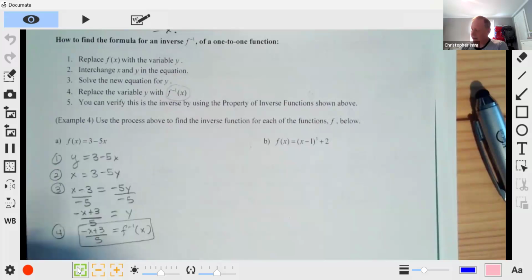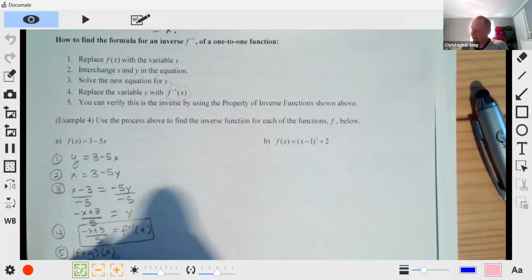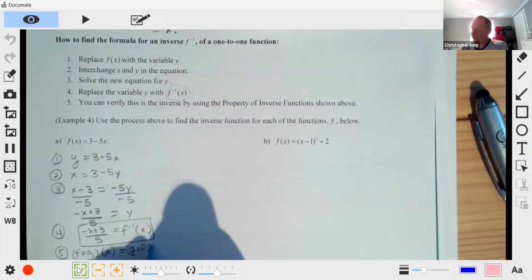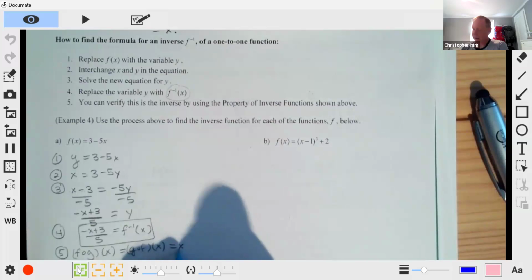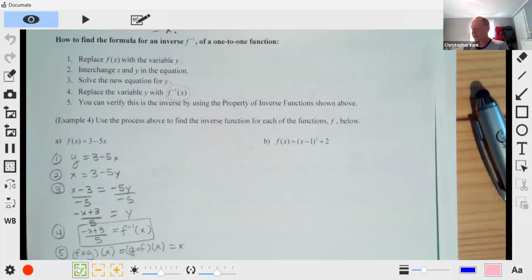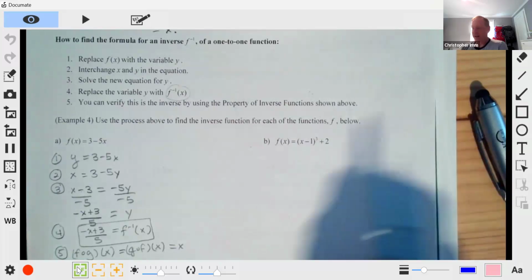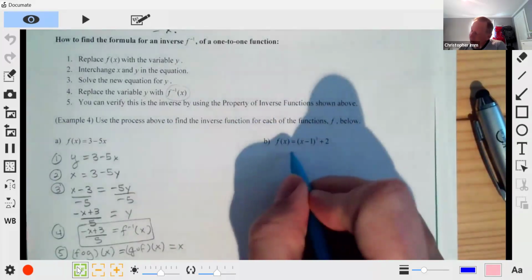There it is. And finally, what I could do is take f of g of x and show that that's equal to g of f of x, which is equal to x. So we could do what we did up top. Not totally necessary if you're confident in what you did, but it is a good check. Let's try to do this one.